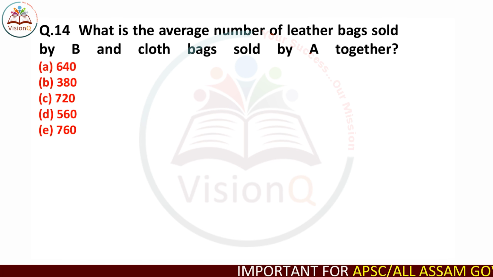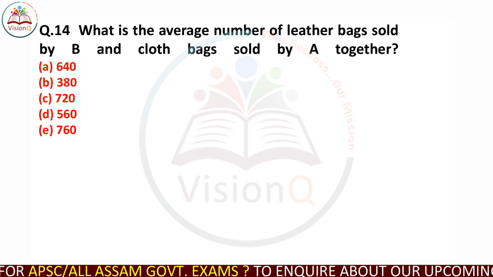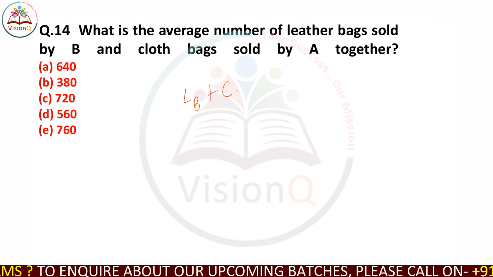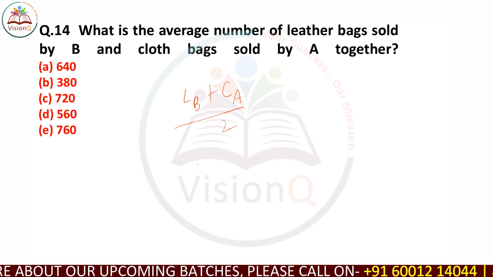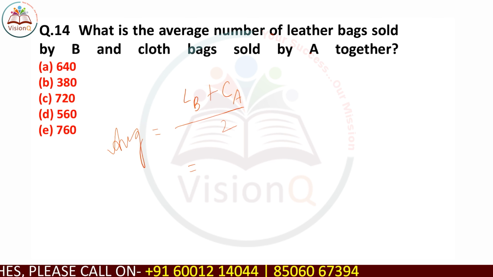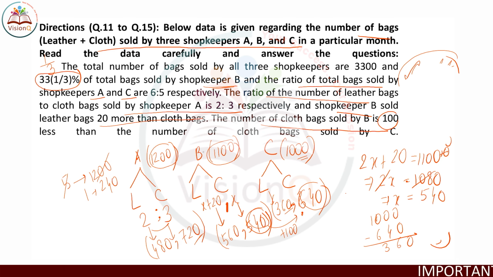Next is question 14 of this DI. The average number of leather bags sold by B and cloth bags sold by A together. So average means leather bags sold by B plus cloth bags sold by A, divided by 2. This is the average. Now let me find out the sum.